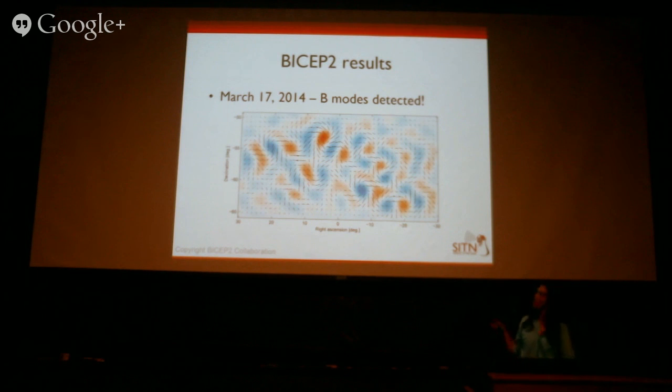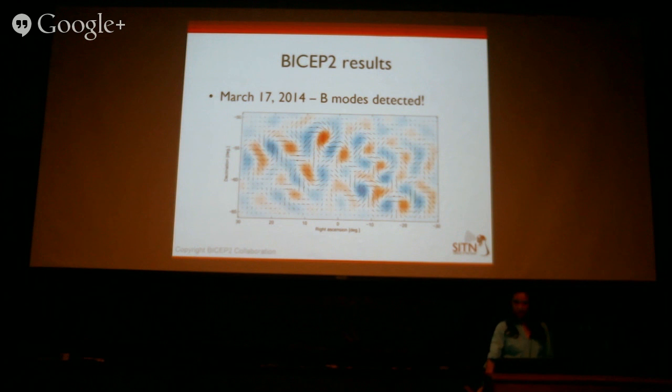For the first time, we detected B-mode polarization. The B-mode is what we call this sort of swirly pattern. So we detected it for the first time. We looked up at this patch of the sky. This is just the coordinates on the sky, and we see that there are places where the polarization does follow this sort of swirly pattern that you would expect from gravitational waves.